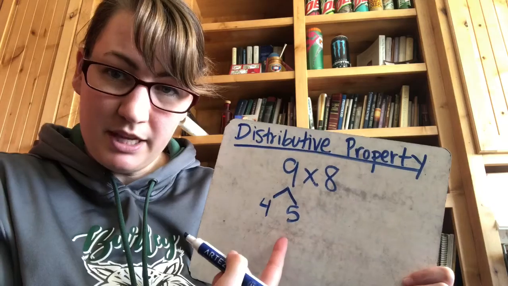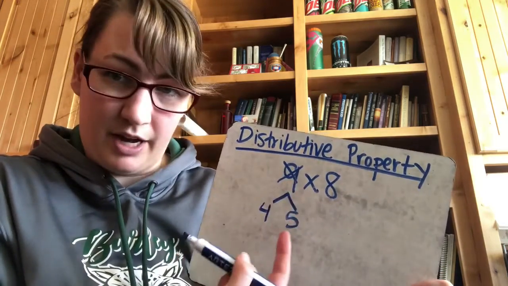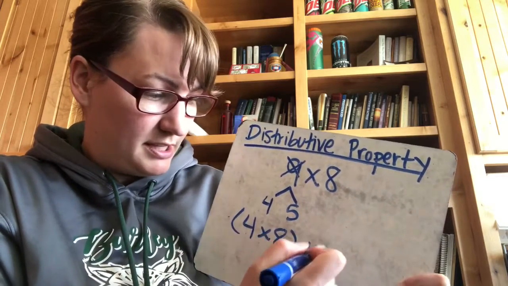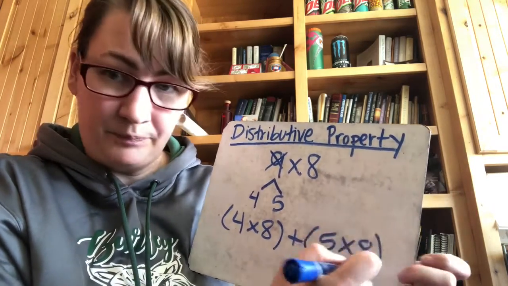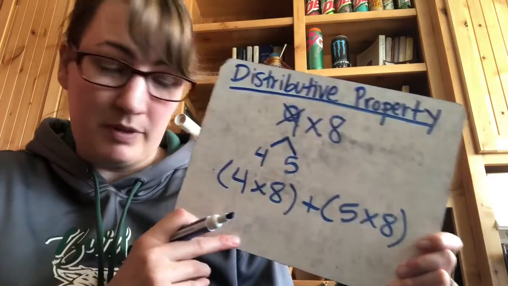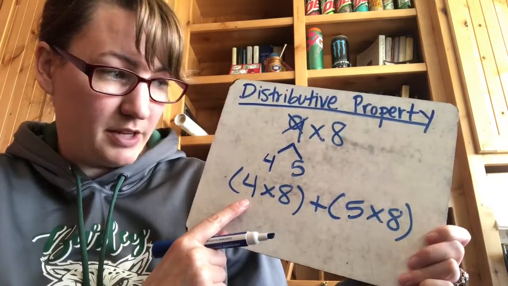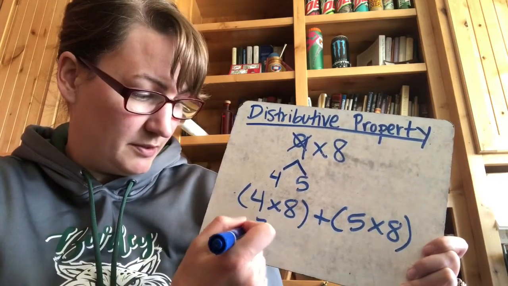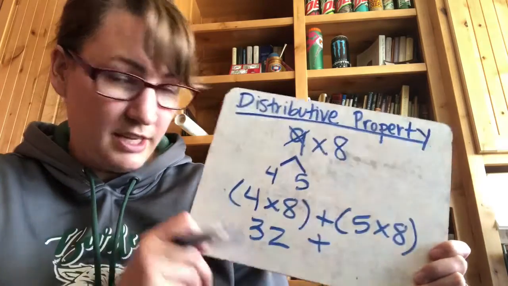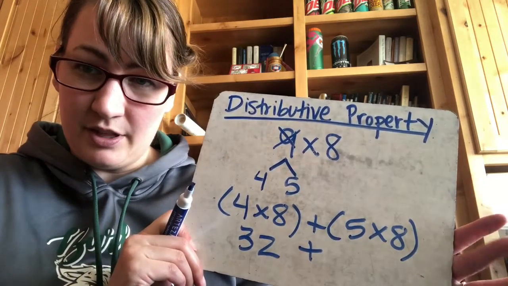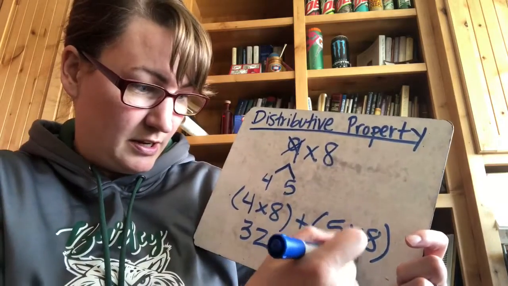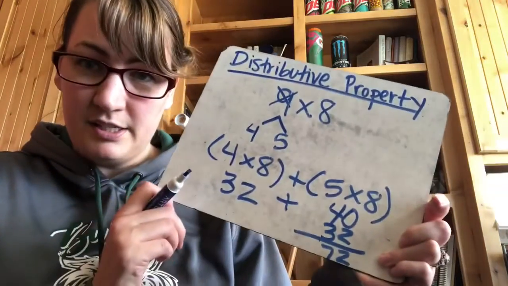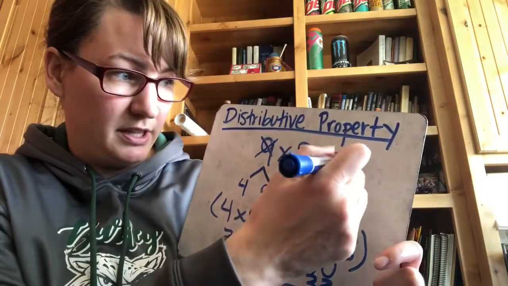Now, once I break this apart, this goes away, okay? So I have 4 times 8 plus 5 times 8. Those are my 2 new problems. So if I count by 4s, 4, 8, 12, 16, 20, 24, 28, and 32. This one would be 32 plus 5, 10, 15, 20, 25, 30, 35, 40. And if I add those 2 together, it equals 72. So 9 times 8 equals 72.